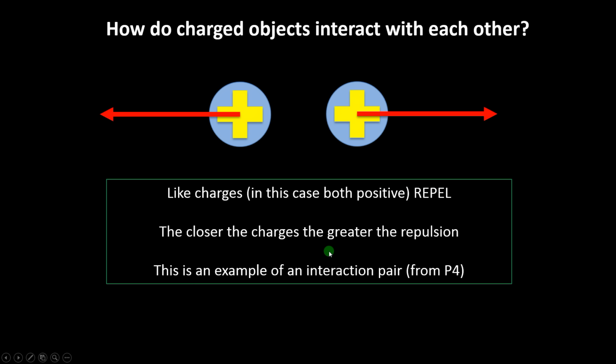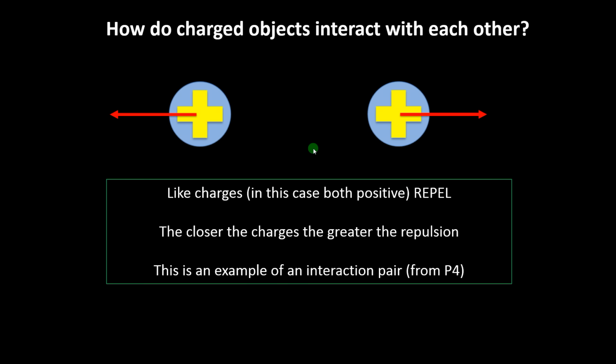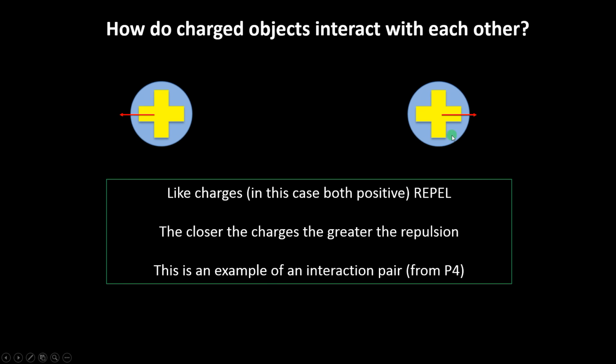Okay, so how do charged objects interact with each other? We need to know this as well. So if you have two charges that are the same, so two positive, and this would work the same for two negative charges as well, they will repel each other. So the red arrows on this diagram are showing you the forces on those charges. And the other thing that's useful to know is that, fairly obviously, if we move the objects further away from each other, those forces get weaker. And you can see that from the fact the red arrows are getting shorter here.